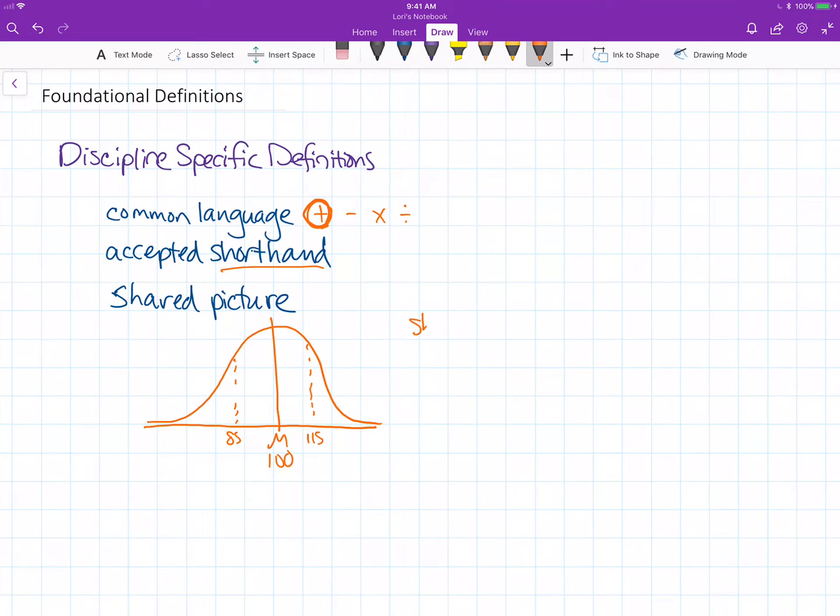I can give the shape, which is normal. I can give the location, which is mean of 100, and I can give the spread, or the dispersion, measures of dispersion, which is standard deviation equals 15. And no matter who I share that information with, the same exact picture would show up for them.